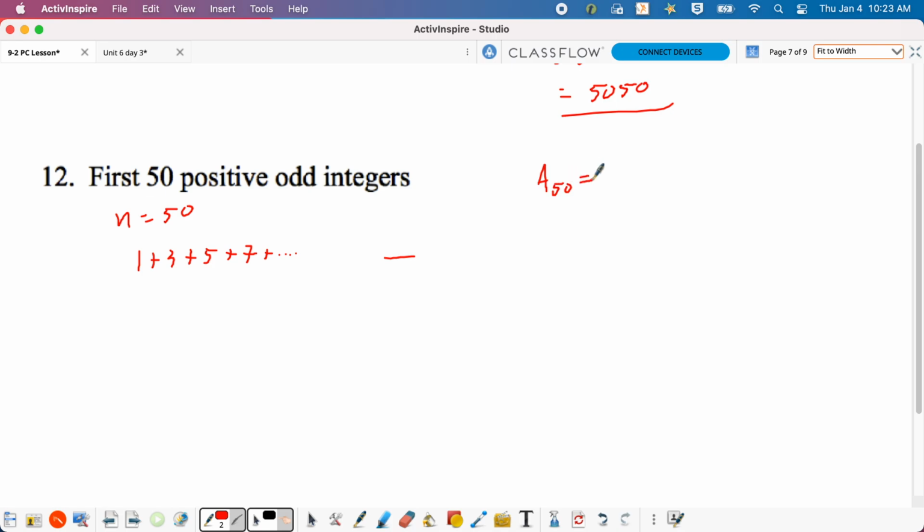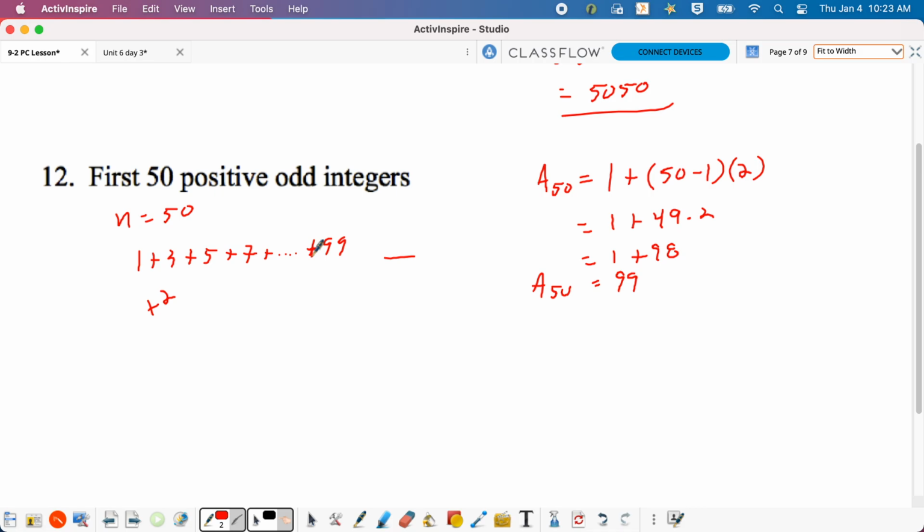So I'm going to go to the other formula. My first term I know is 1. I know I want the 50th term. And I know my common difference is 2. So I don't have to sit and guess what it is. I have enough information. I can use the other formula. So I'm going to go 1 plus 49 times 2, 1 plus 98, and my 50th term is the number 99.